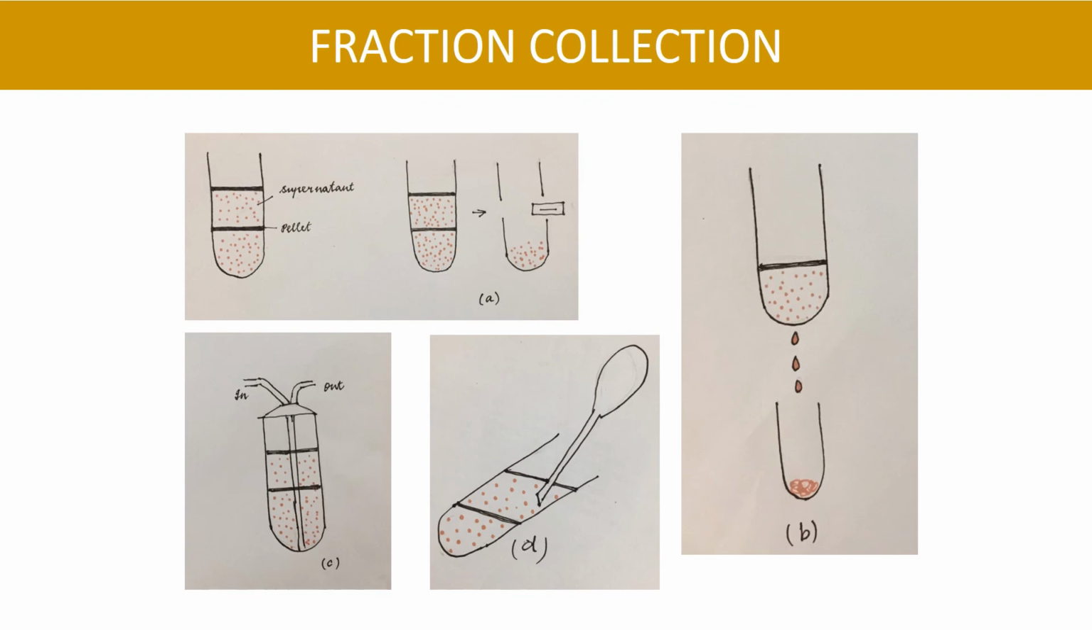And the last method is a very simple method. Bend the centrifuge tube and use a filler to slowly pump out either the supernatant, and separate your pellet and transfer it to another centrifuge tube. So these are the methods by which fractions can be collected.